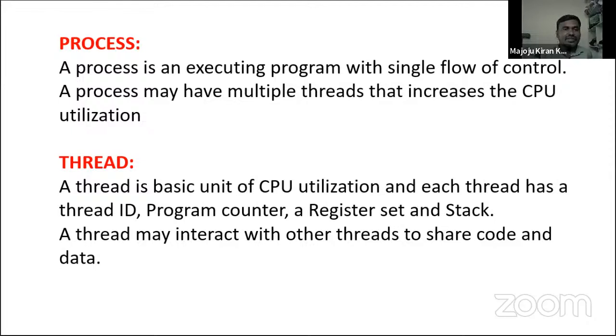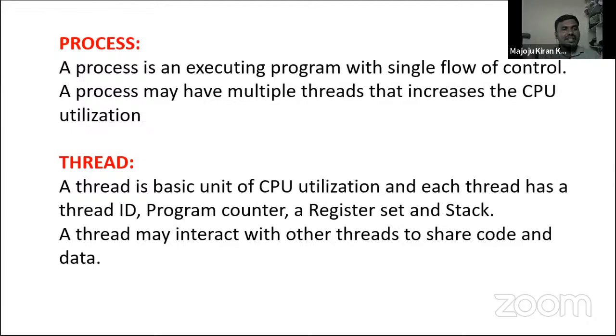Concurrent means one flow and another flow, the first flow and the second flow. So the control, that means the CPU, can execute these two flows or multiple flows simultaneously. This is called the concurrent execution of a process. So when a process has multiple threads, there is a chance of executing multiple flows, and a chance of selecting multiple flows.